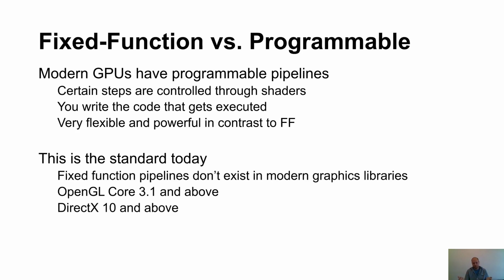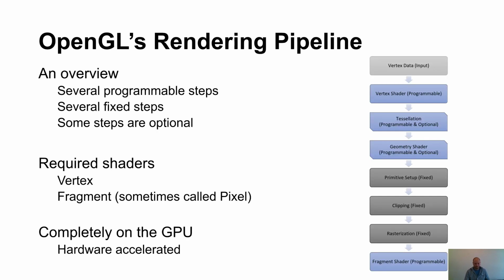And that's today's standard. Everything above Core 3.1 in OpenGL, and basically since DirectX 10, but even DirectX 9, DirectX 10 was kind of this weird transition one. They don't really exist. Although, like I mentioned, OpenGL will support legacy fixed function pipelines, but it actually just does this by way of emulation, so that you don't need to worry about it.